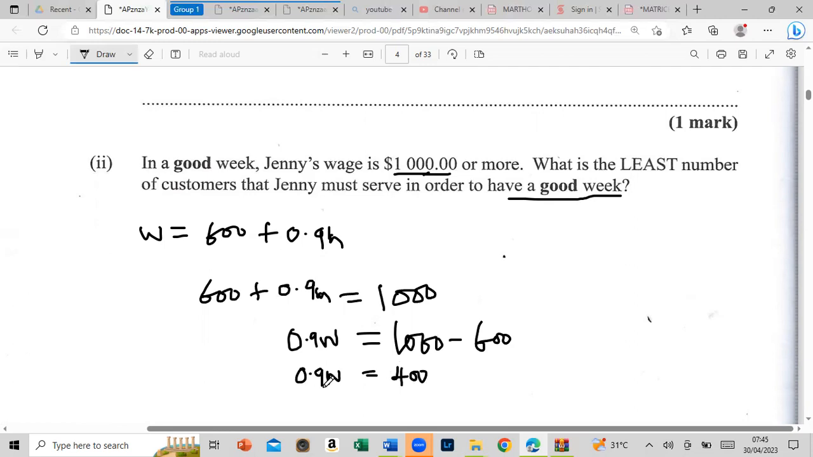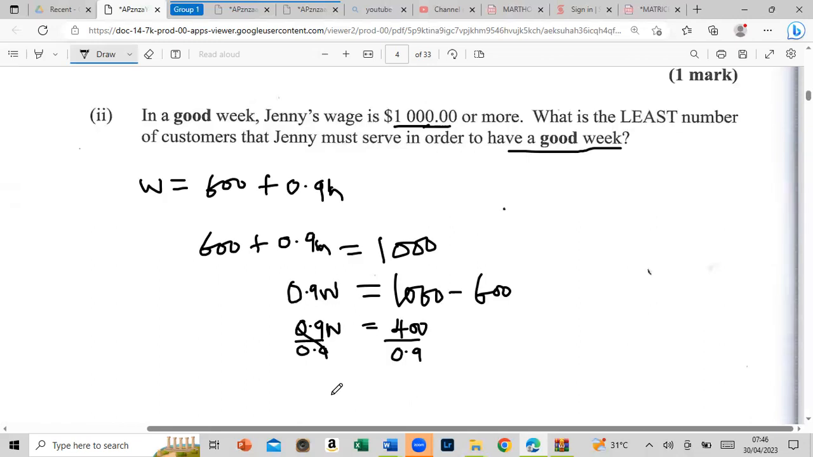So we have 0.9n, and then now we solve for n, so we divide. Take the opposite of multiplying, so we divide by 0.9. Punch it in your calculator now, guys. 400 divided by 0.9. And that will give you the number of customers. So it's 400 divided by 0.9. My calculator gives me 444.444.